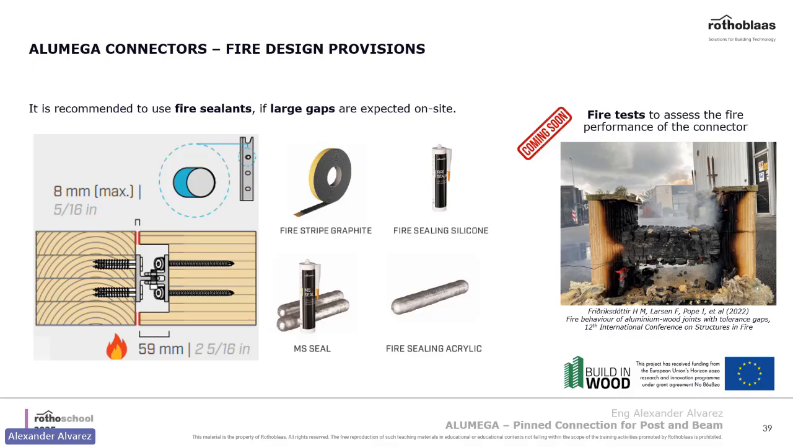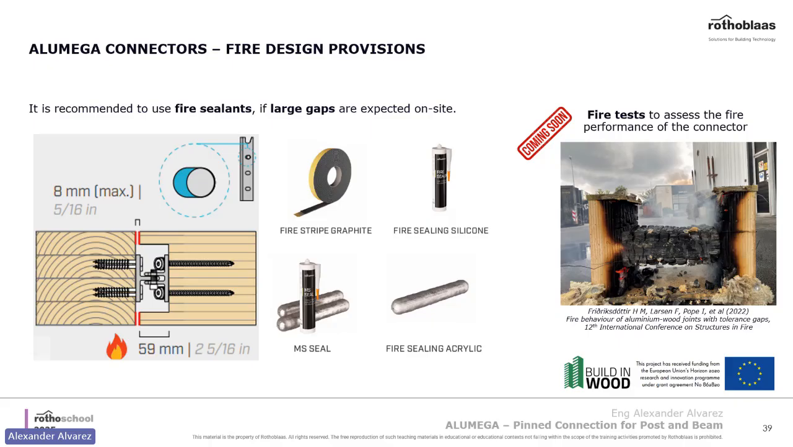We have a big range of fire protection. We have our Fire Stripe graphite, which is like a tape you wrap around the connector. We have the MS Seal, which is just a sealant you can cover it up with easily, or fire sealing acrylic, and also fire sealing silicone. You can see here on the left picture, we provide a recommendation of how much of a gap you need to leave to install these fire protection products.